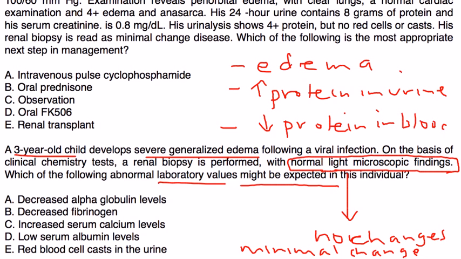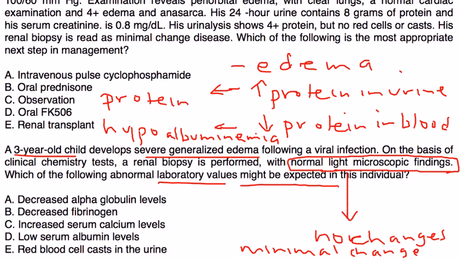So the technical terms are hypoproteinemia or hypoalbuminemia, because albumin is the specific protein we're talking about, and this is just proteinuria. So let's see if one of these is one of the answer choices. Decreased alpha globulin levels, no. Decreased fibrinogen, no. Increased serum calcium, no. Low serum albumin levels, yep, that's the one, hypoalbuminemia.